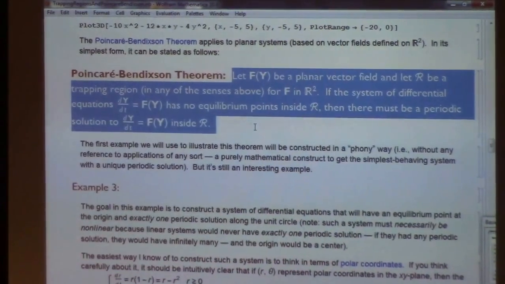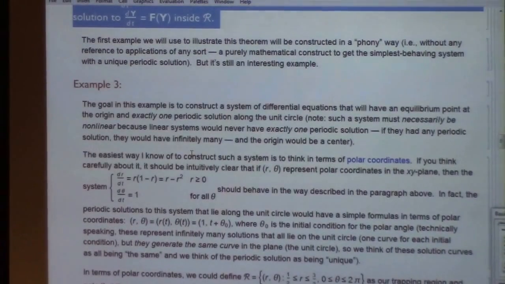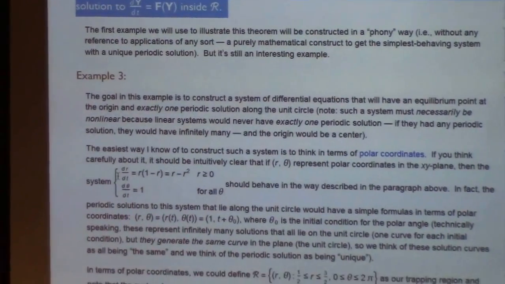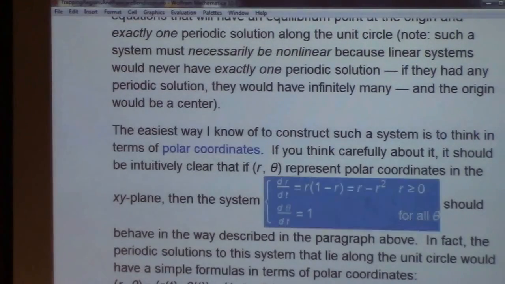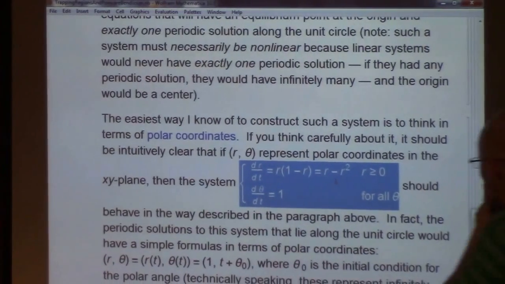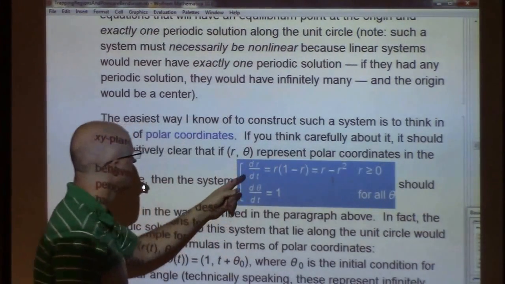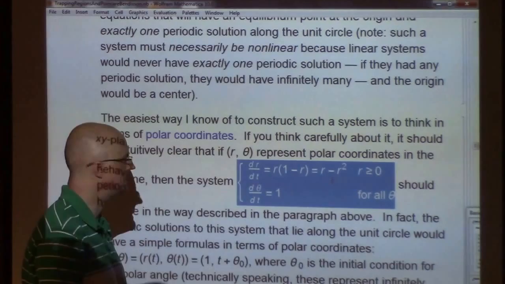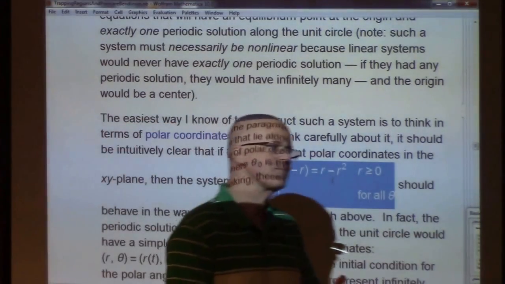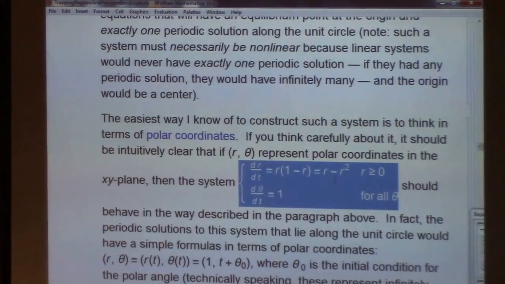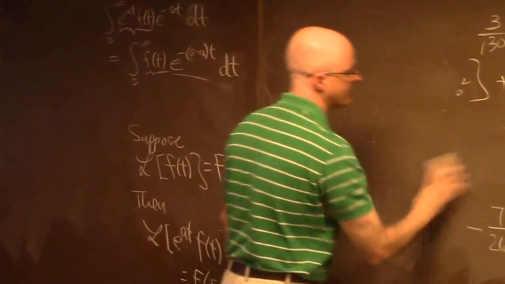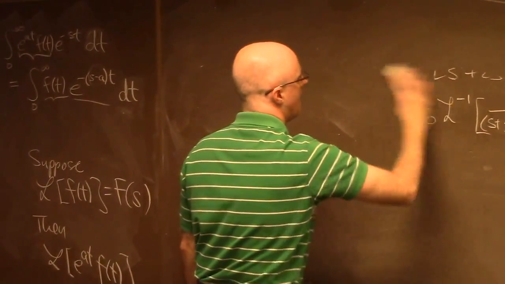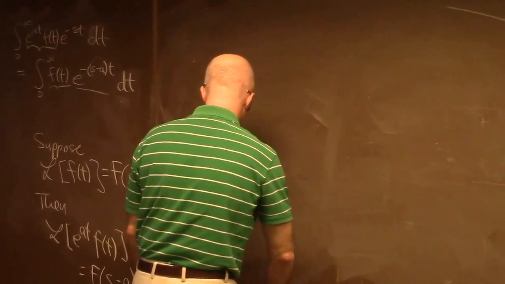The simplest kind of example that I can think of is example 3, although it's not easy. If you think about a system of differential equations in polar form, like this, where r and theta are polar coordinates, dr dt is this, d theta dt is 1, and if you think about what that would mean in an xy plane with a polar grid imposed on it, if you think about it in the right way, it should be intuitive that a periodic solution exists along the circle of radius 1 centered at the origin, the unit circle.